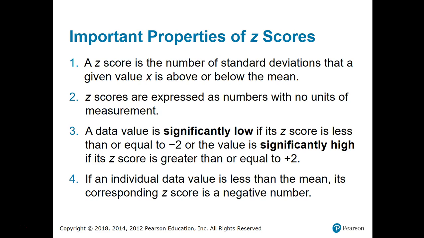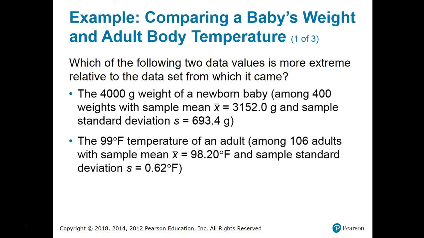If we start having z-scores that are below negative 4 or above 4, we tend to have difficulty calculating those. However, anything below or above 2 standard deviations is considered significantly low or significantly high, or significantly below the mean or significantly above the mean.